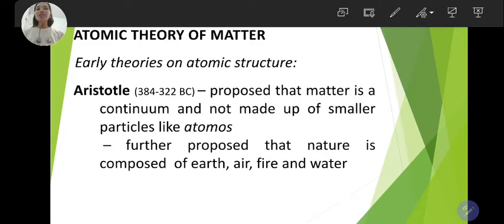And then came Aristotle in 384-322 BC. He proposed that matter is a continuum and not made up of smaller particles like atomos. So parang dinis-credit niya yung early theory ni Democritus. And then he further proposed that nature is composed of earth, air, fire, and water, yung mga elements.